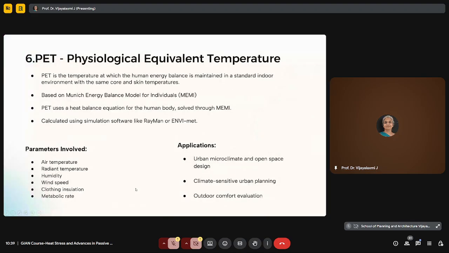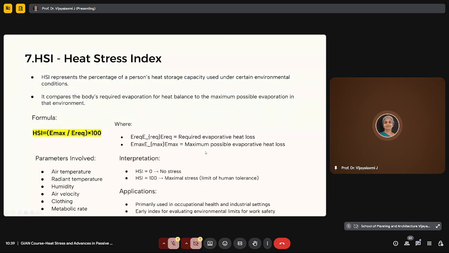Then you have the PET. I'm not going to get into the detail of it because again, it's up to you whether you want it for urban microclimate or open space design. So this is also for outdoor. If you are interested in outdoor, then you can look at it. Again, it's the same set of parameters, but used in a different way because its applications are different. Now, the heat stress index.